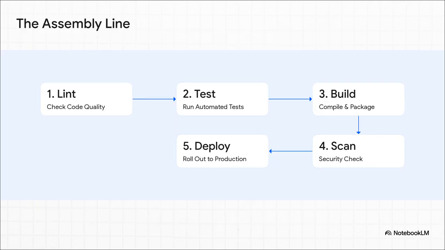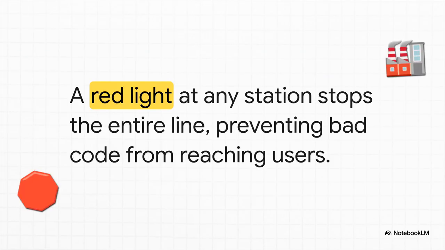So here's how it actually works. Instead of one person trying to remember 15 different things, the code moves through these automated stations on the assembly line. First, a tool called a linter automatically checks the code for any basic style errors or obvious bugs. Then, thousands of automated tests are run. After that, it gets packaged up, scanned for security holes, and only if it passes all of that does it get rolled out. And here is the golden rule, the most important part of this whole thing.